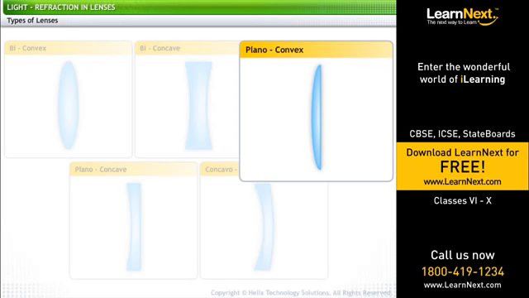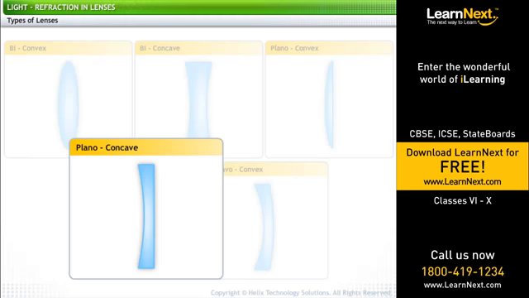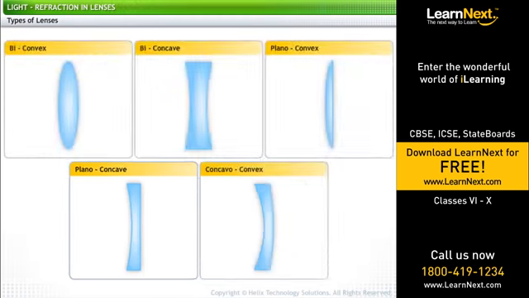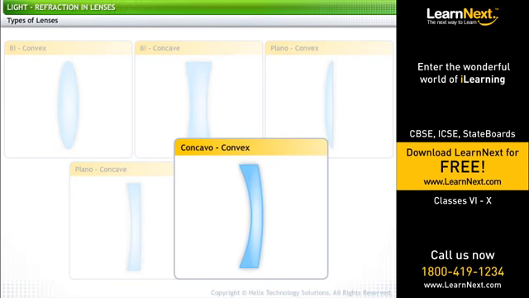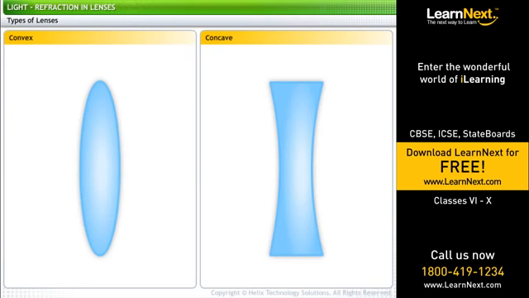A plano-convex lens has a convex surface on one side and a plane surface on the other. A plano-concave lens is the one that has a concave surface on one side and a plane surface on the other. A concavo-convex lens has a concave surface on one side and a convex surface on the other. Convex and concave lenses are important as they are more commonly used than the other types of lenses. We will focus on these 2 types of lenses in our study.